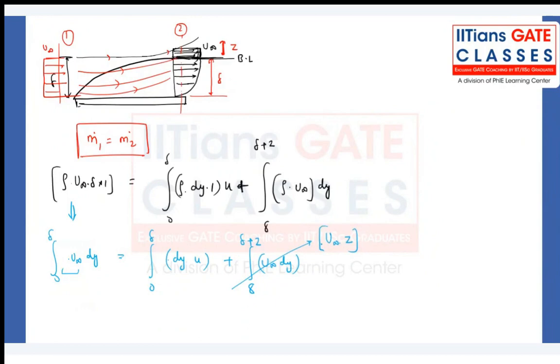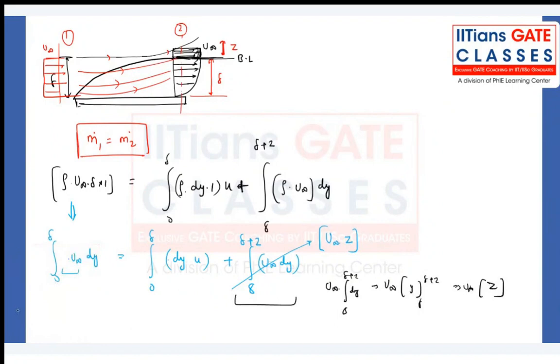Check it out. Tell me guys, can we write like this? Yes or no guys? I don't know whether you're understanding or not. Tell me guys. Yes, totally blank faces I can see. See, when you do the integration, I will be getting u infinity into y from delta to delta plus z. I will be getting u infinity into what? Z only, right?